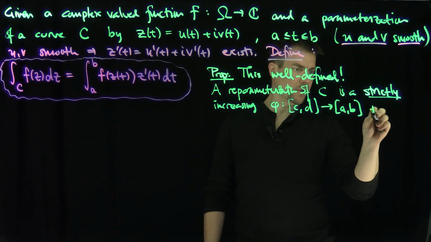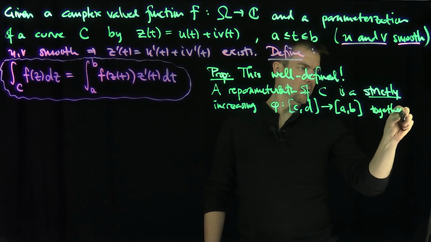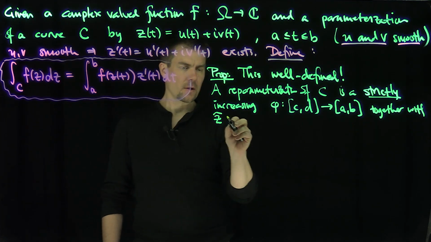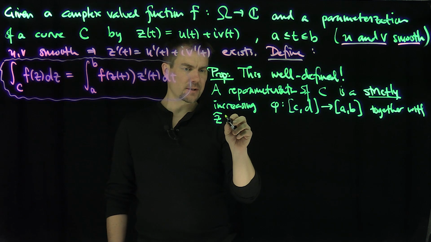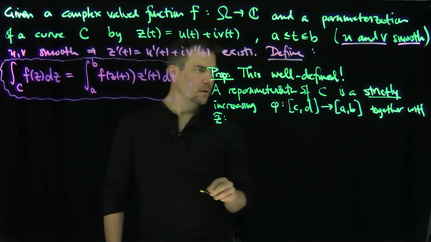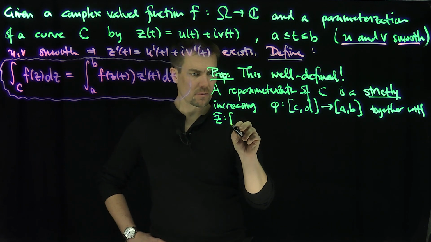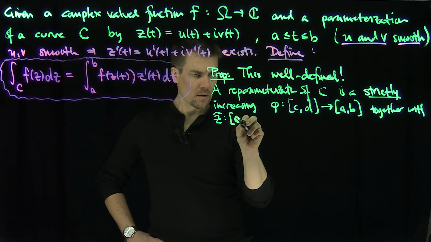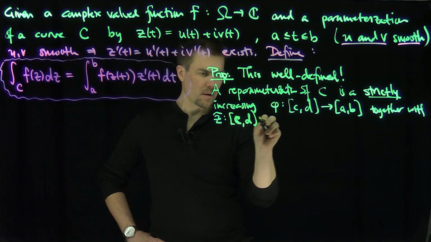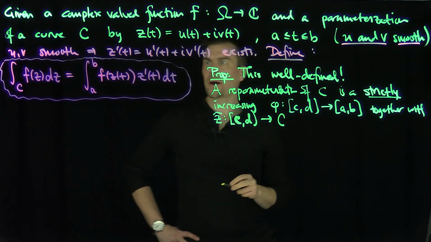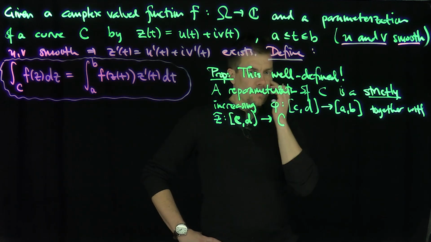Together with a z tilde. Okay, and z tilde is going to map what? Z tilde is going to map, I have this backwards, but it shouldn't matter so much. It's going to map CD into C, into the curve C, right? And it's a re-parameterization if you have this.